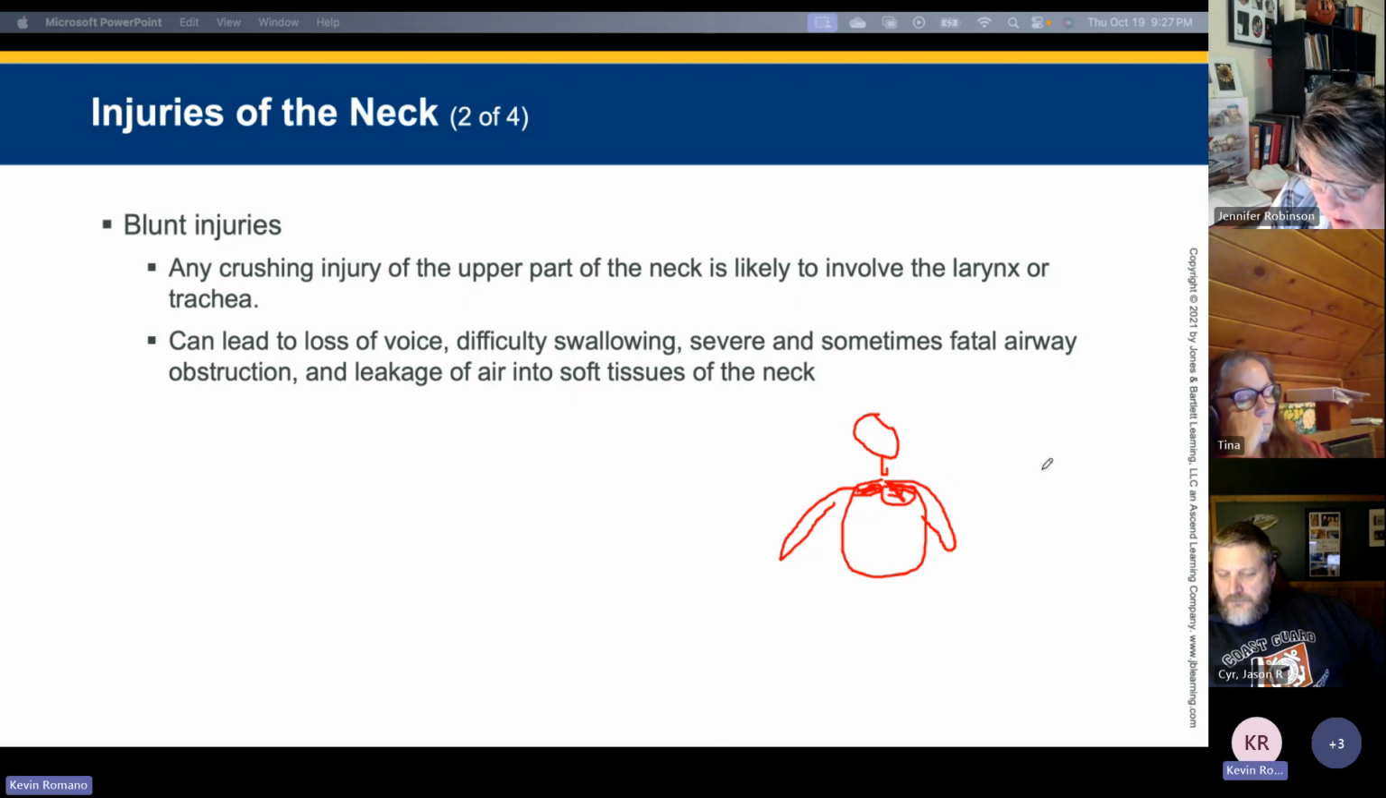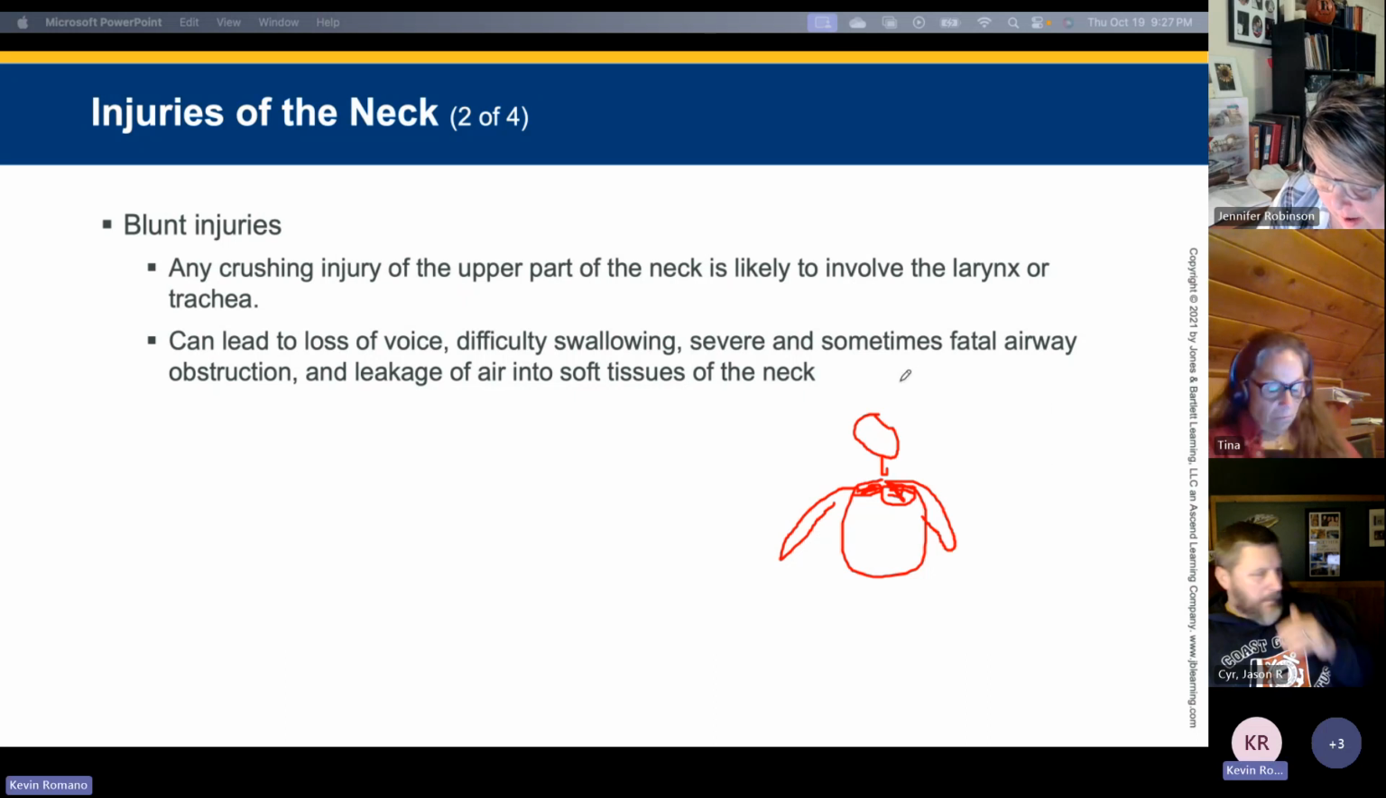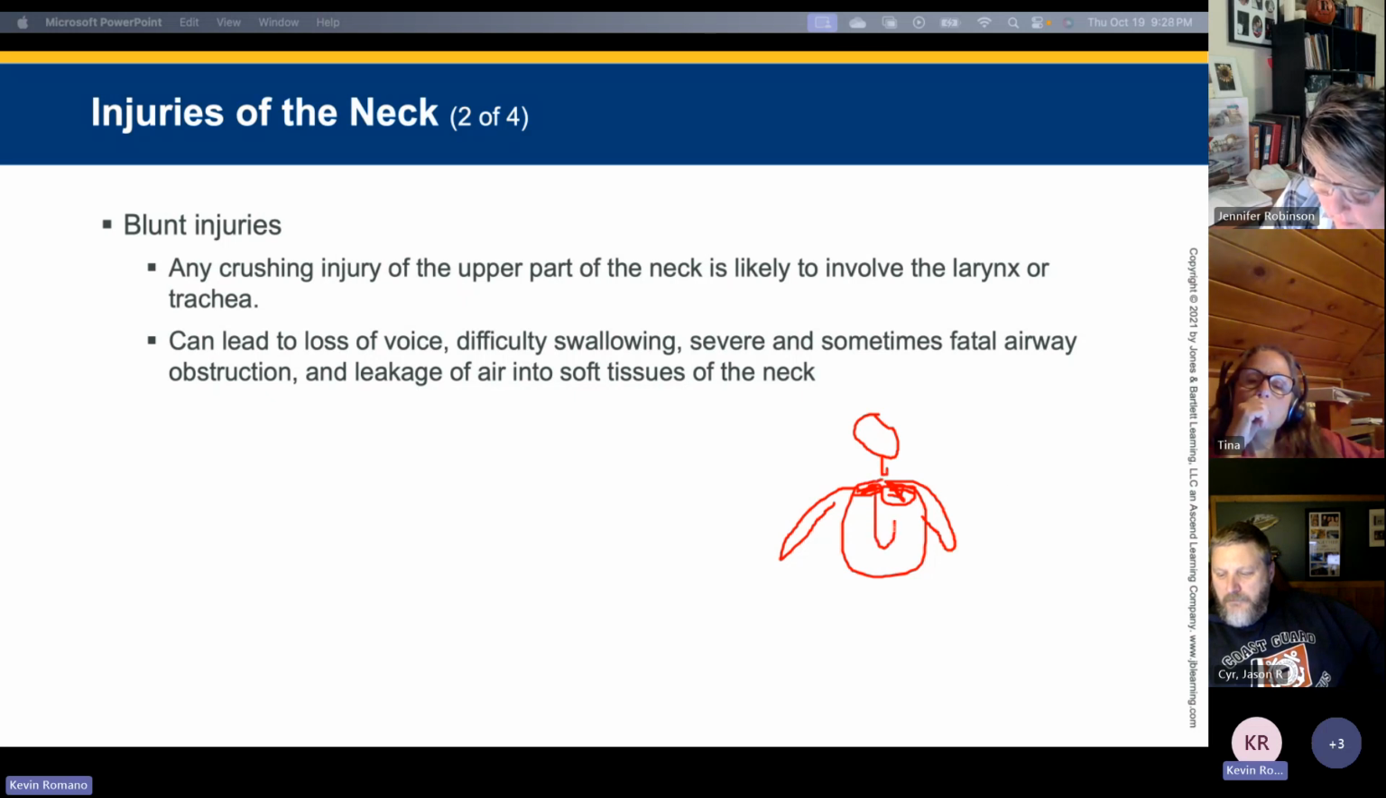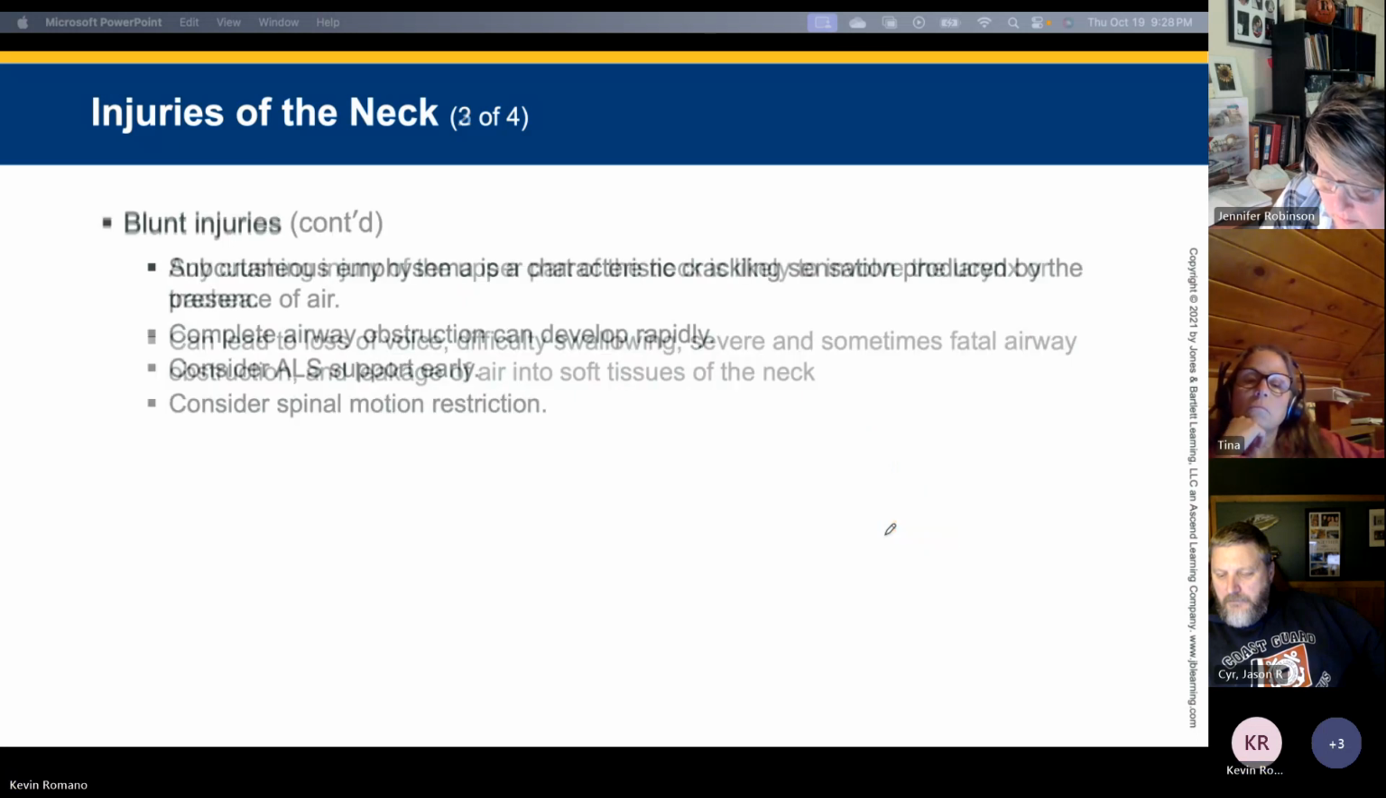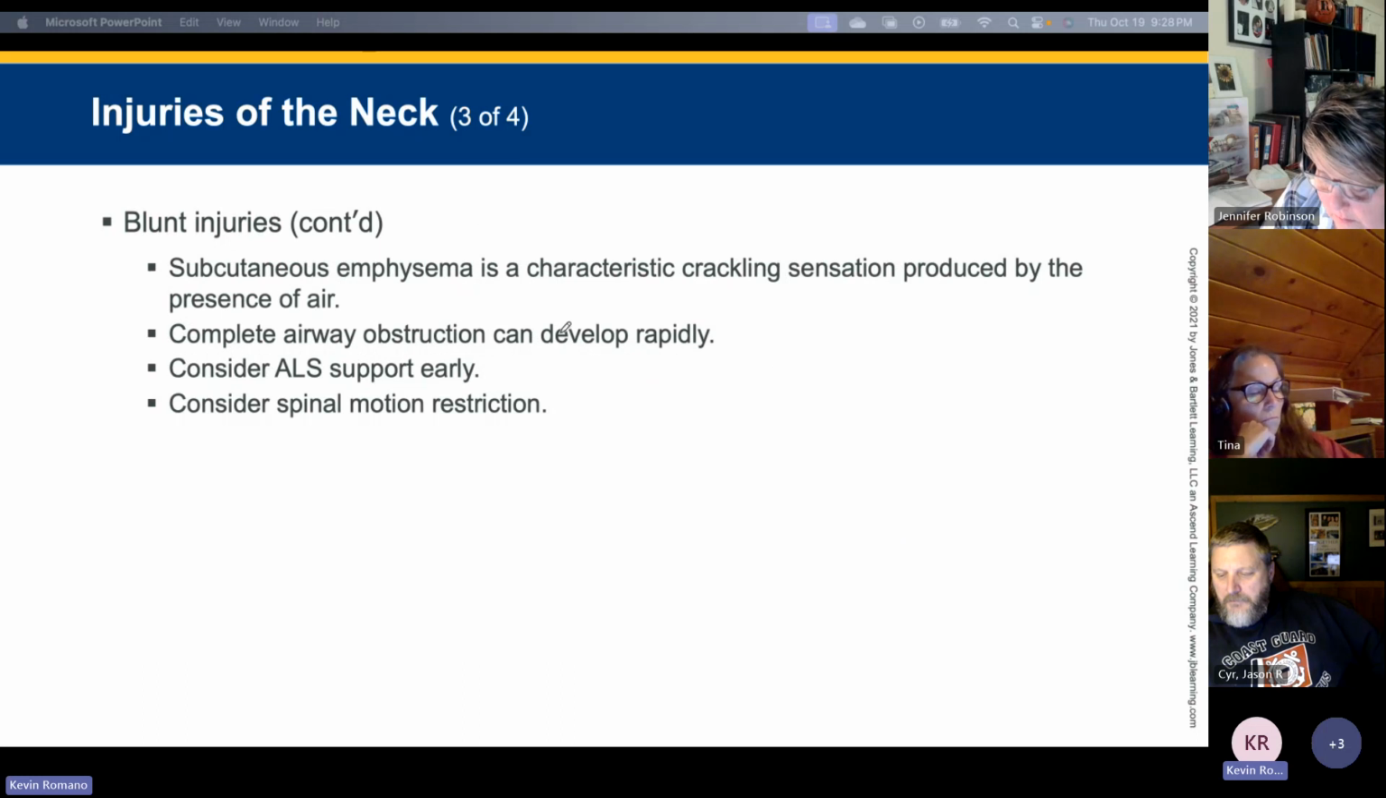And then we talked about, I saw one of your questions before, a pneumomediastinum. You guys heard of that before? All right, the mediastinum is in the center of the chest here. What will happen is air will then go around it, causing a pneumomediastinum filled with air. Fatal, very fatal. All right, subcutaneous emphysema is characterized by a crackling sensation produced by the presence of air, the Rice Krispies feeling. All right, so complete airway obstruction can develop rapidly. So consider ALS support and consider spinal motion restriction.